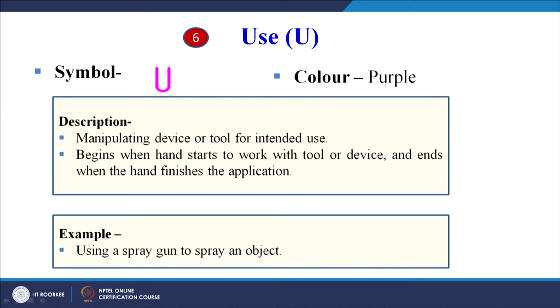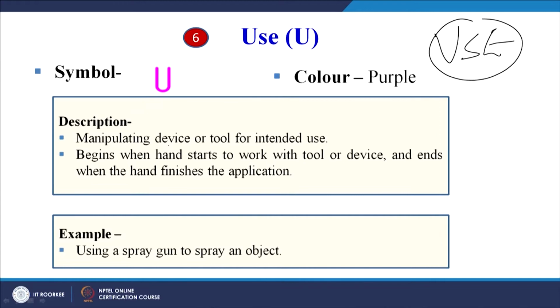Then use: manipulating a device or a tool for its intended use. It begins when the hand starts to work with the tool or device and ends when the hand finishes the application. If I am using this pen to write on the screen, this is use. Using a spray gun to spray on an object is another use.